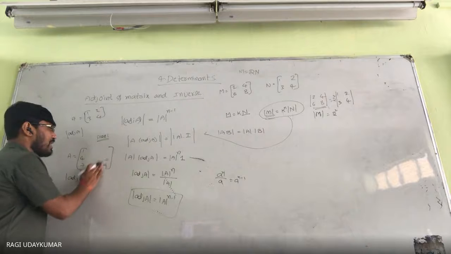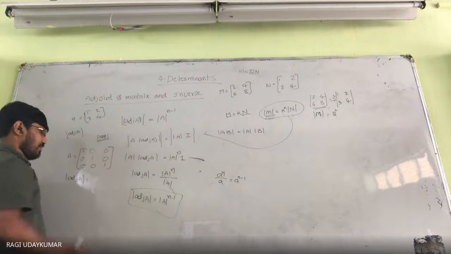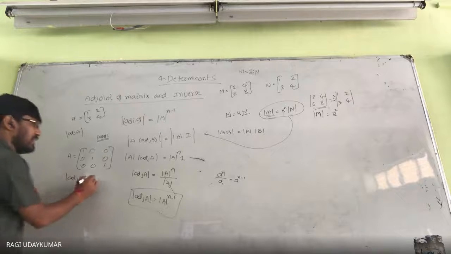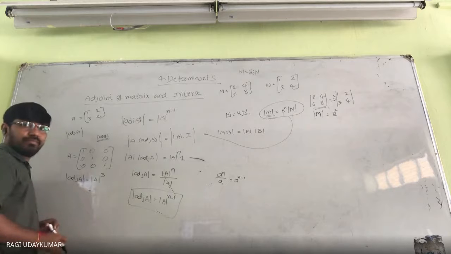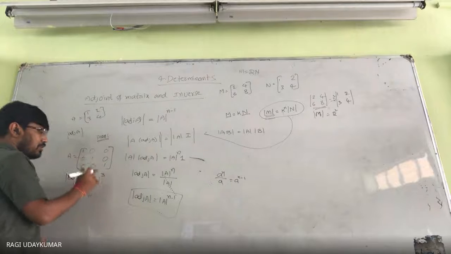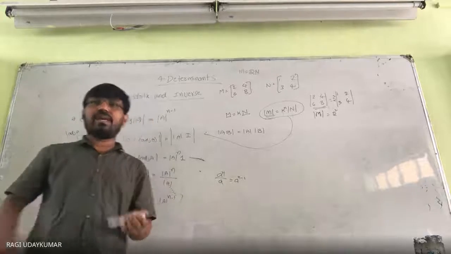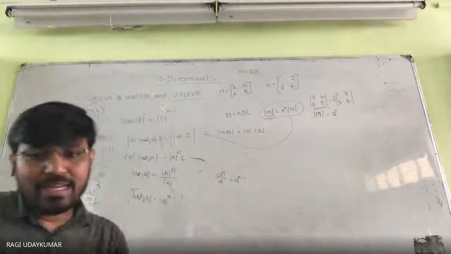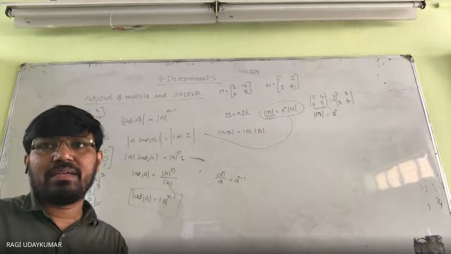Suppose I give you the matrix 1 0 0, 0 1 0, 0 0 1. Can you tell me what answer we get here? The determinant of A to the power of 3, where the determinant of A is 1, so 1 to the power of 3 equals 1. So this is the main concept of the determinant of the matrix, how we find it, and the adjoint of the matrix and the properties based on that.